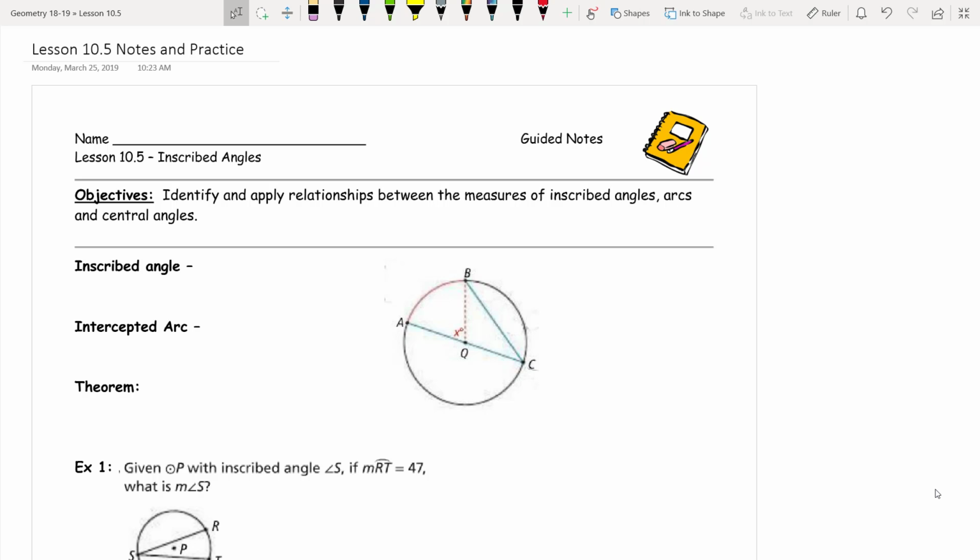Mr. Marone here. We are in section 10.5, inscribed angles, which are a little bit of a different setup than we're used to. We've been dealing solely with what are called central angles, or angles that have their vertex at the center of the circle. So now it's a little bit of a different change up. An inscribed angle is an angle whose vertex sits on the circle.